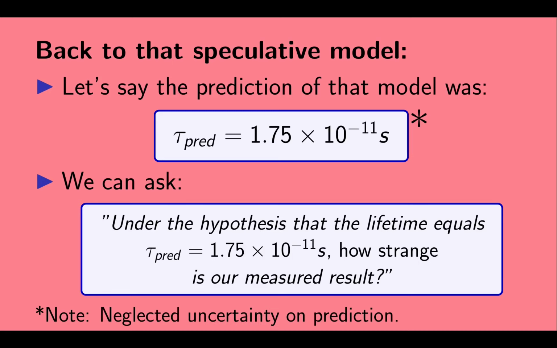I'll make an important but quick note here. For simplicity, here we're neglecting the uncertainty on the predicted value, tau predicted. In practice, the predicted value will also have an error bar. To keep things simple here, we're going to assume that the error bar on the prediction is much smaller than the error bar on the measurement, and that we can neglect it.